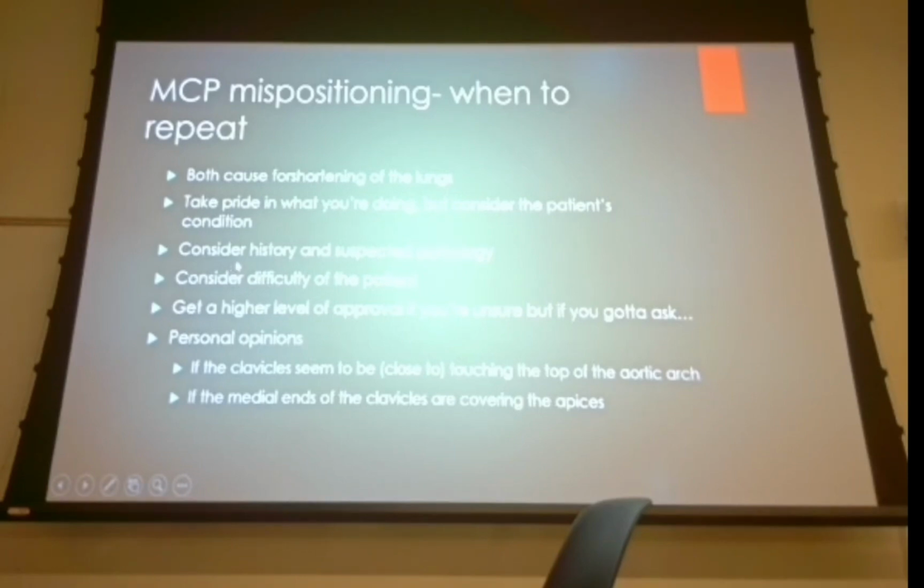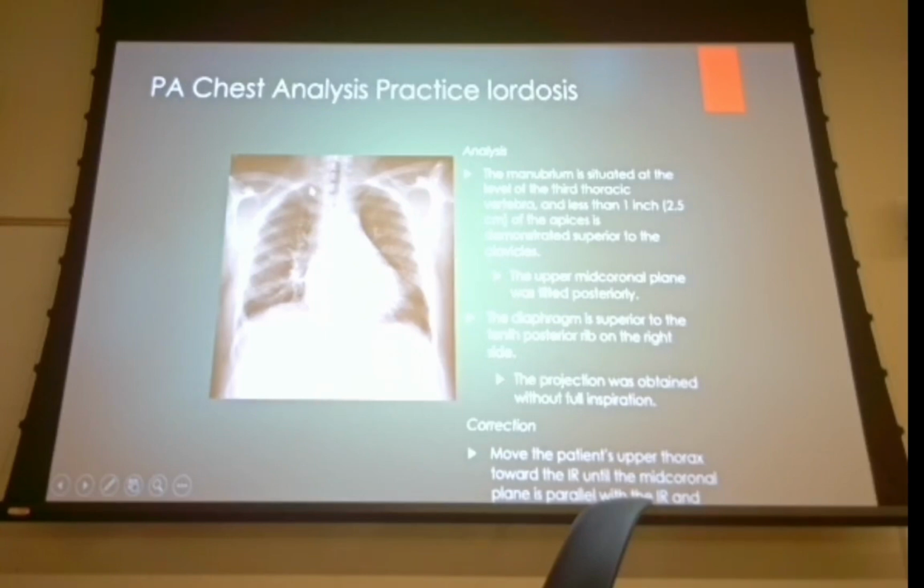Before you make a repeat exposure, consider the history. What pathology specifically are we looking for? If what we're looking for in this patient is tuberculosis in the apex of the lungs, should we repeat this? Answer is probably yeah. For any other pathology in the apex of the lung, yeah, probably. For any other pathology anywhere else, yeah, probably not. Just do a better job next time.